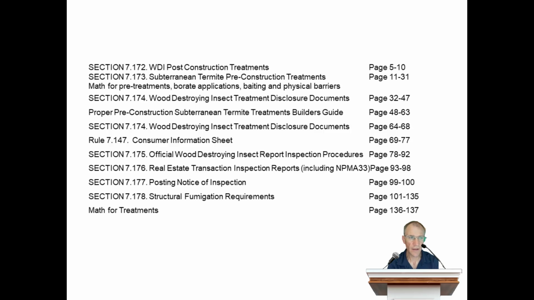Section 7.174, Wood-Destroying Insect Treatment Disclosure Documents. Proper Pre-Construction Subterranean Termite Treatments Builder's Guide. Section 7.174, Wood-Destroying Insect Treatment Disclosure Documents. Rule 7.147, Consumer Information Sheet. Section 7.175, Official Wood-Destroying Insect Report Inspection Procedures.